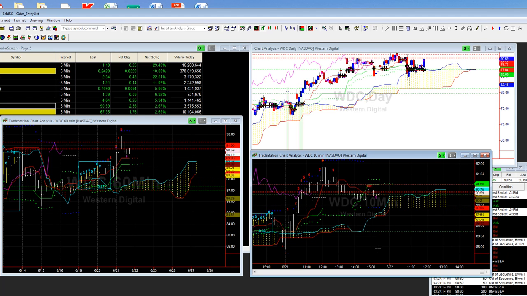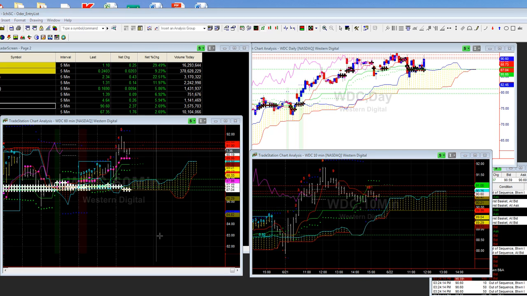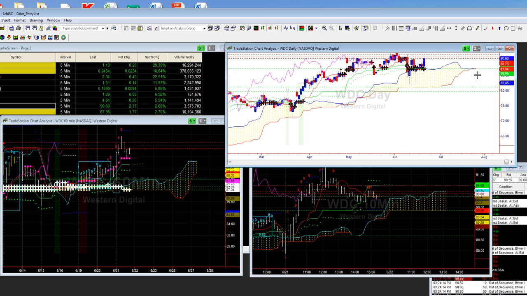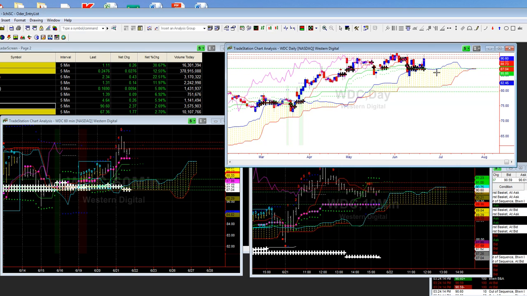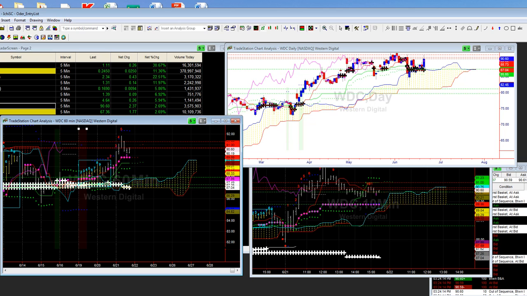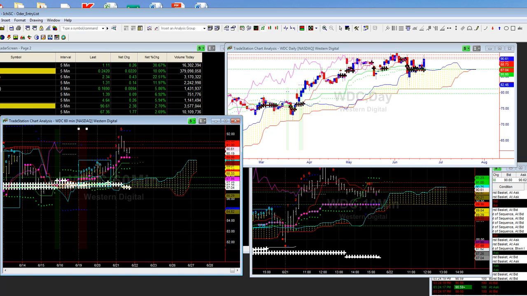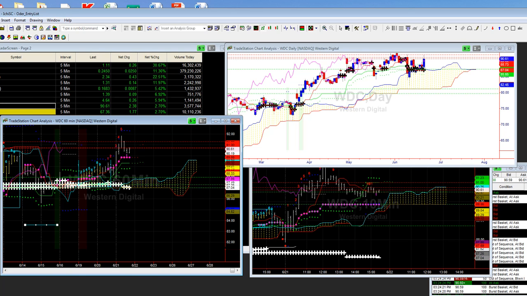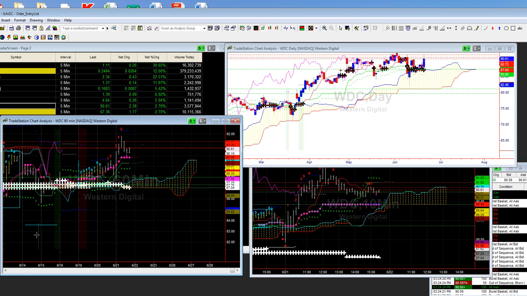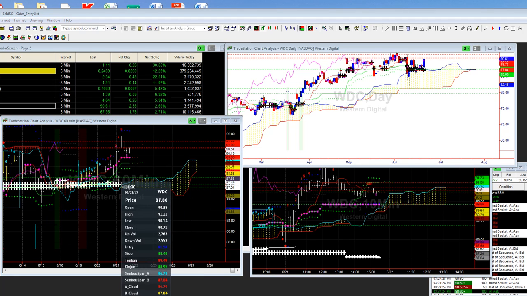Western Digital, 10-minute, 60-minute, daily. If you're watching this thing long term, you can see it's been holding those black crosses. You have them all bunched up in there. You have them bunched up in here too on the 60. Get out of the cloud. Is there a pullback in here? I can't even see. Let me move these lines out of the way. Okay, you've got a pullback here.